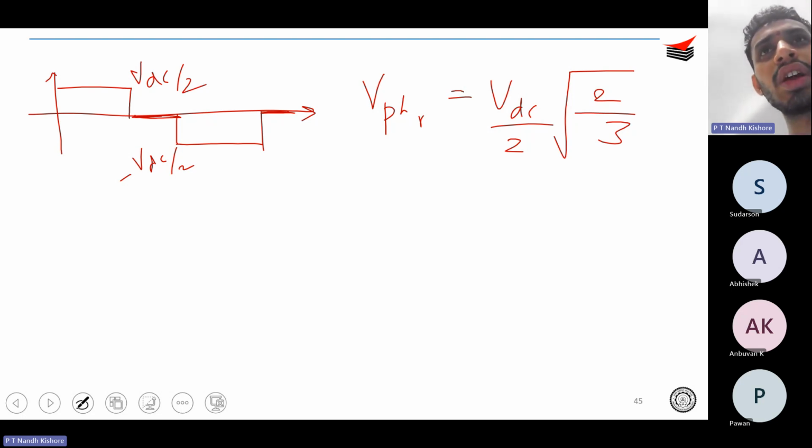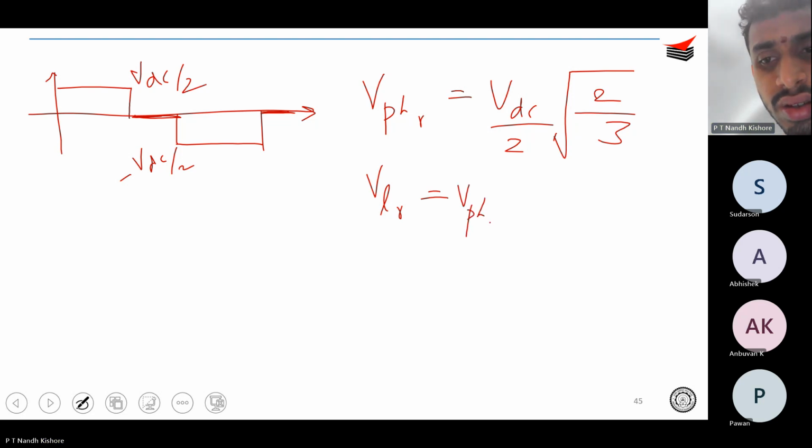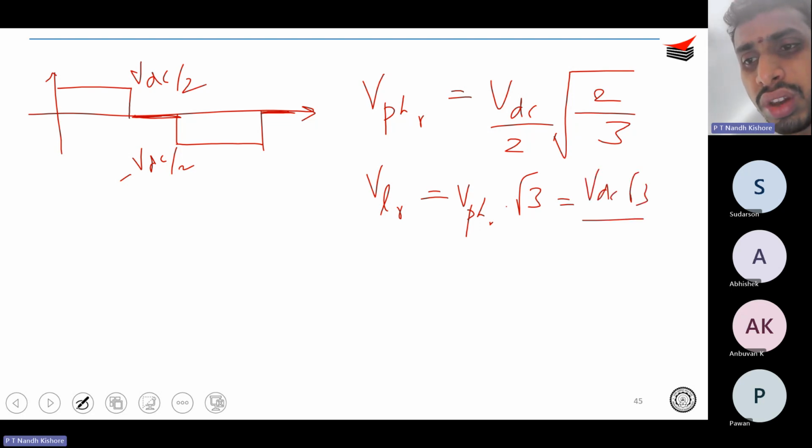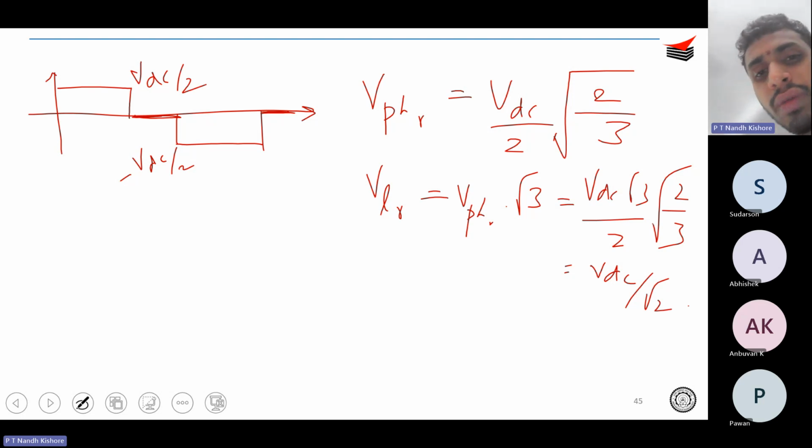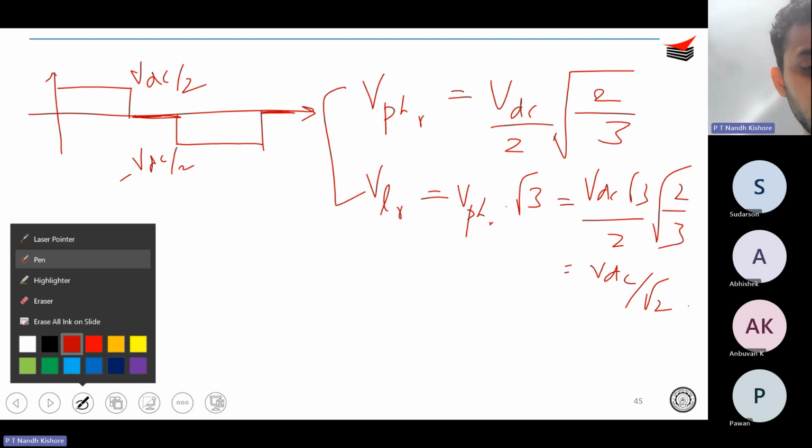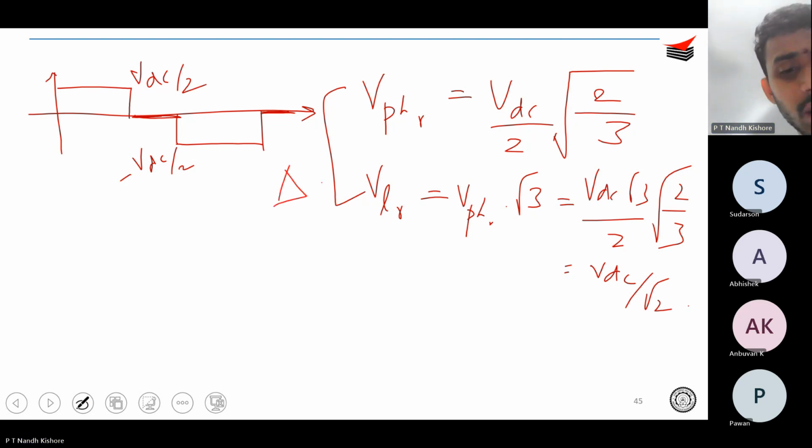What is your V line RMS then? V phase RMS into root 3. So it is going to be VDC root 3 over 2 into root over 2 by 3. We can simplify this later. So it is VDC by root 2. This is your V line RMS, in case of star connection.